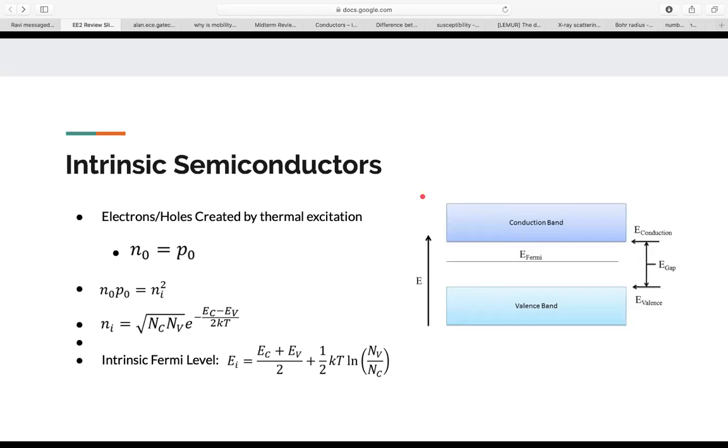And so yeah, you can use this formula when you're in thermal equilibrium or in the intrinsic mode. And then you can calculate the Fermi level here. And you can notice that there's actually a temperature dependent part with the 1/2 kT ln. So this is basically saying that your Fermi level can go up and down. It starts at the halfway point, but it can go up and down based on your temperature. So as your temperature increases, the Fermi level gets closer to the conduction band.